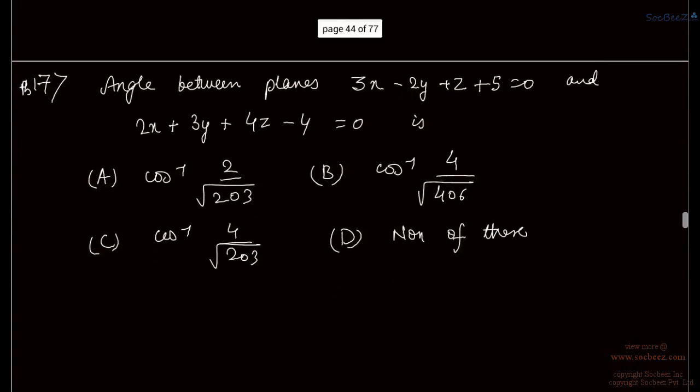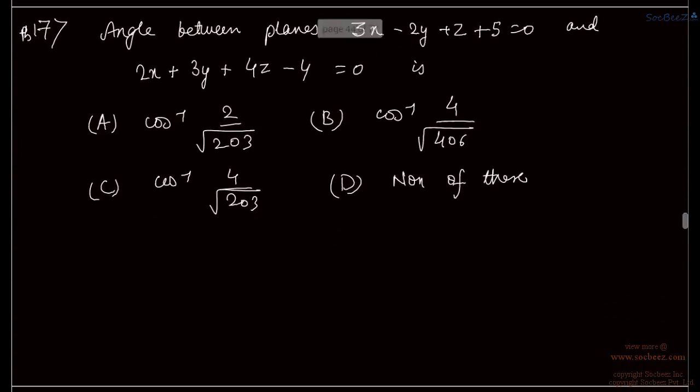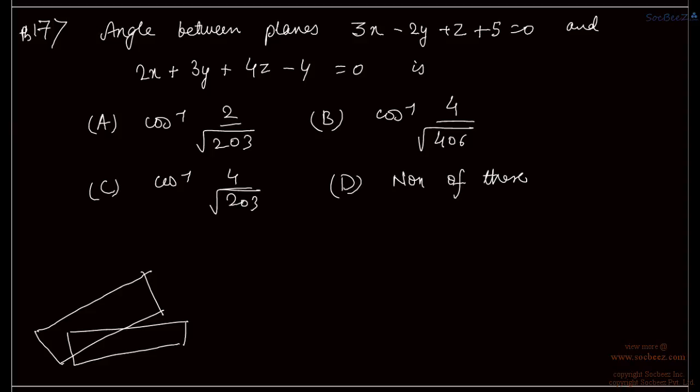Now moving to the next question. Angle between planes 3x minus 2y plus z plus 5 is equal to 0 and 2x plus 3y plus 4z minus 4 is equal to 0. So if we see, say this is a plane, and we have another plane, say this is a plane. So say this angle is between this plane and this plane.